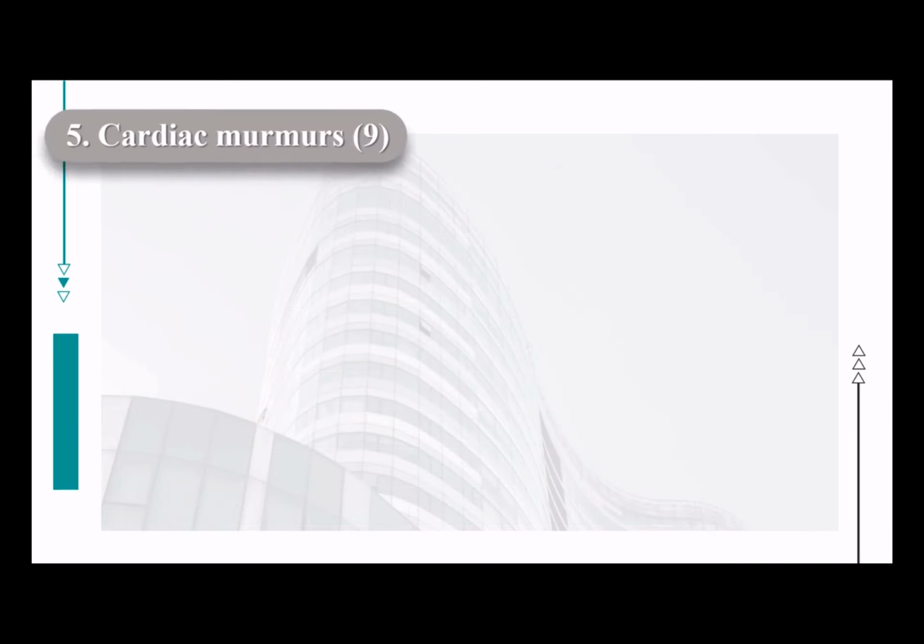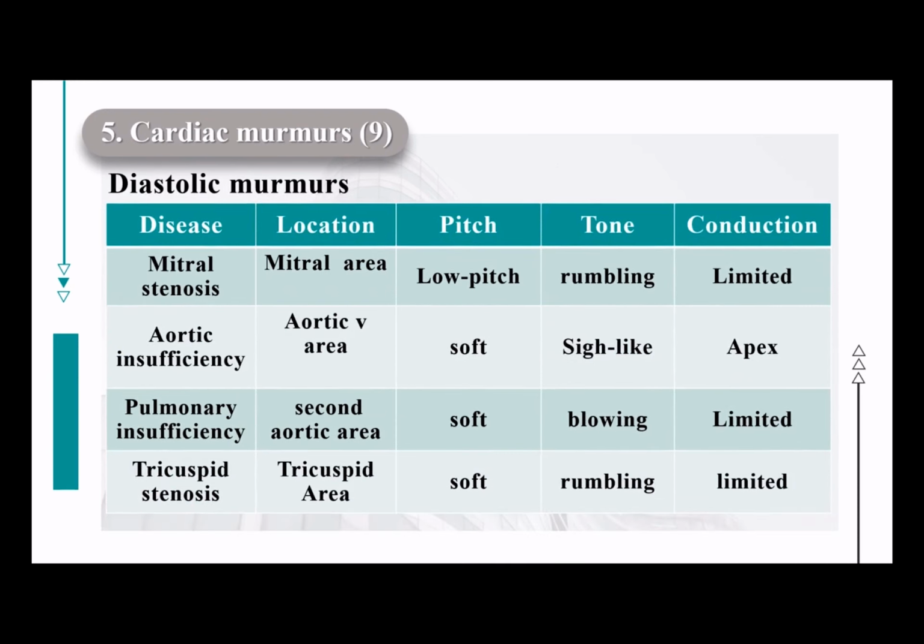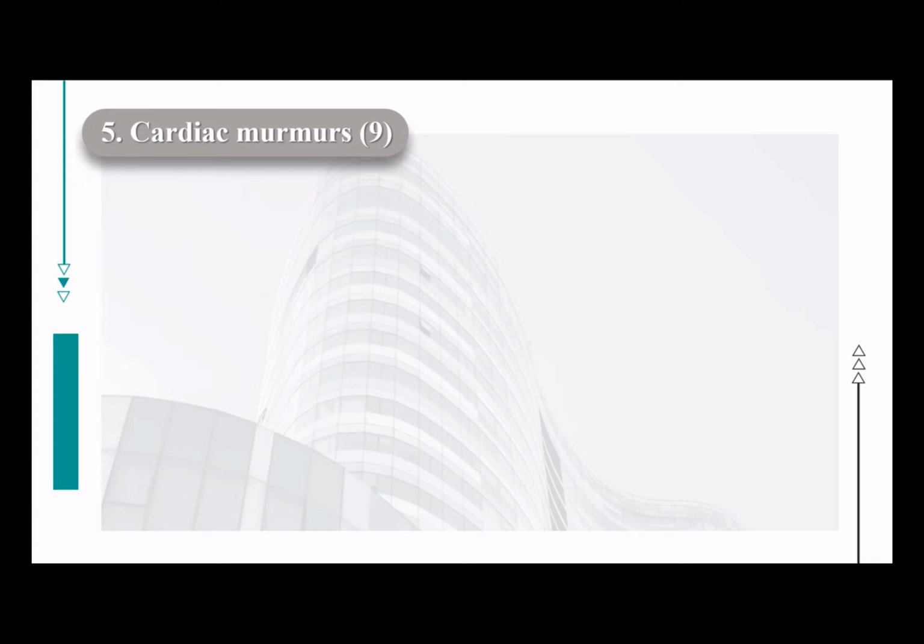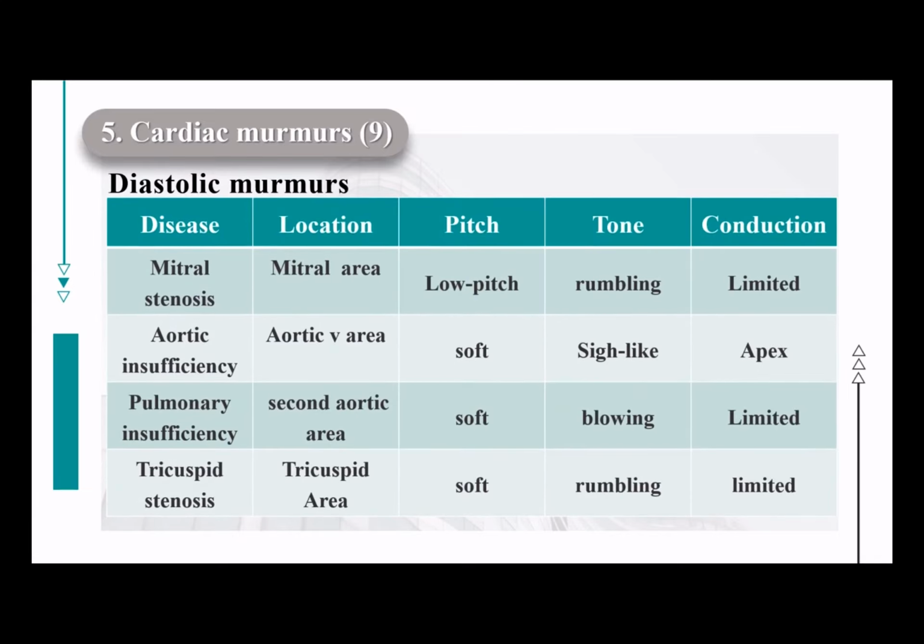The murmurs that occur after S1 are called systolic murmurs. This table shows the features of pathological murmurs in systole. The murmurs that occur after S2 are called diastolic murmurs. This table shows the features of pathological murmurs in diastole.